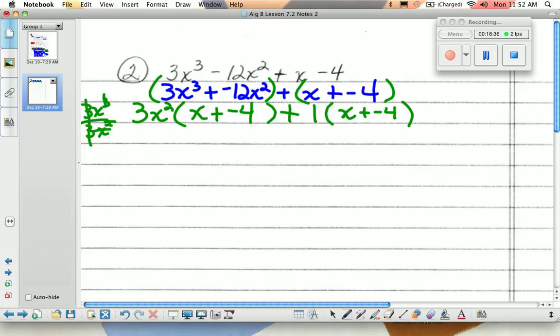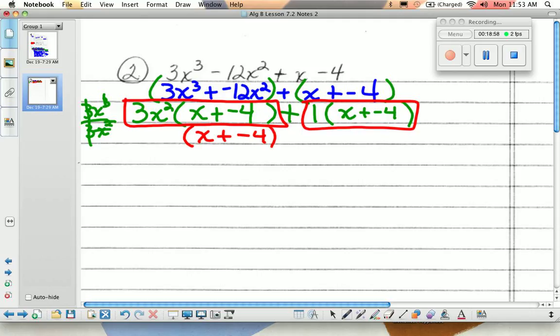Okay, remember we have 2 pieces here. We have this one. This is a piece from our first group. Here's another piece. That's from our second group. Each piece should have something in common. What do they have in common? The x plus negative 4. Isn't that what they have in common? Yeah.